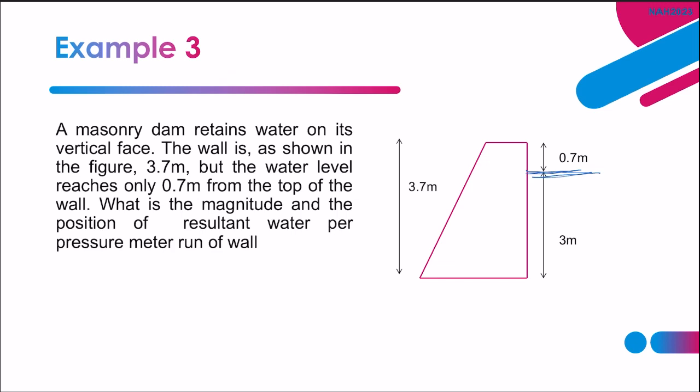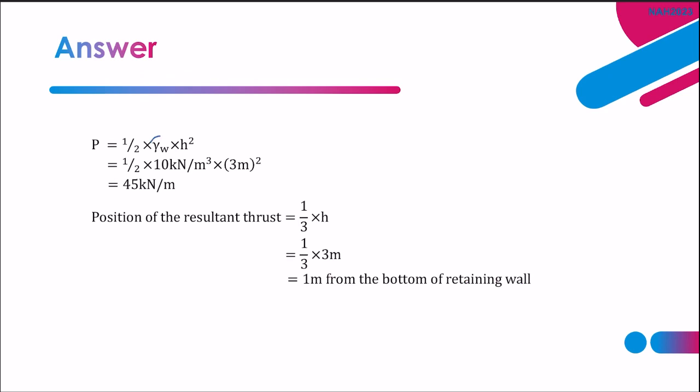For this one, it doesn't mention the density, so you are free to use the pressure formula for water that uses density or the one that uses unit weight. To make it easy, I use the unit weight one, because we know the unit weight of water is fixed at 10 kilonewton per meter cube. Therefore, I just use this formula like this. So the pressure is a triangle, because this is water. The height is 3 meter, height of water, not the height of the retaining wall. Then I get 45 kilonewton per meter.